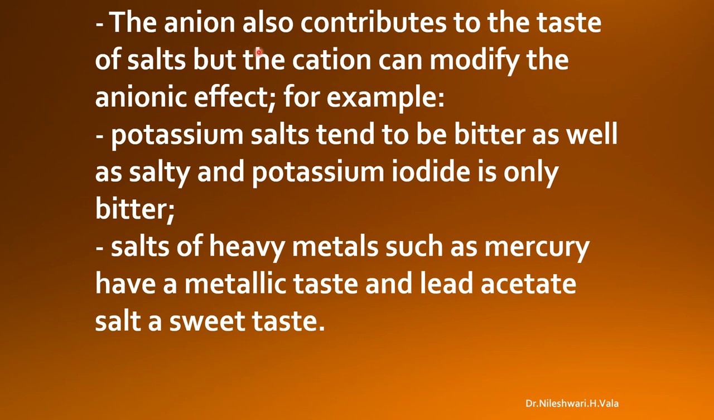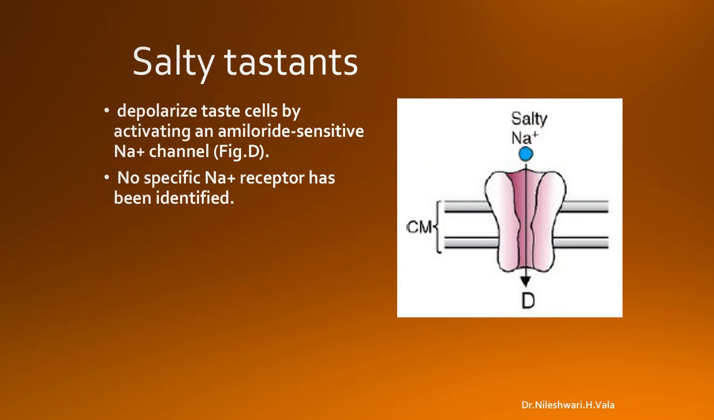Now the anions also contribute to the taste of salts, but the cation can modify the anionic effect. For example, potassium salts tend to be bitter as well as salty, and potassium iodide is only bitter. Salts of heavy metals such as mercury have a metallic taste and lead acetate salt a sweet taste. Now, salty tastants depolarize the taste cells by activating an amiloride-sensitive sodium channel.